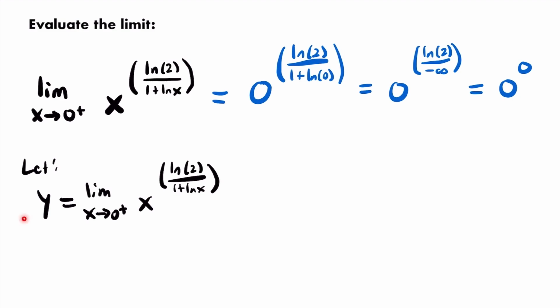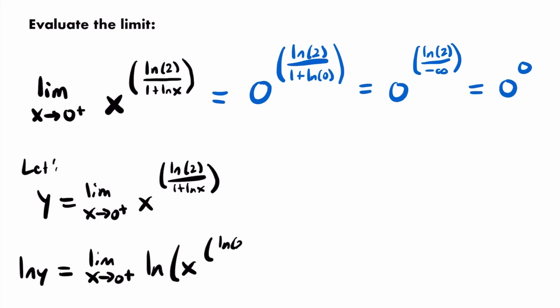Let's just take the natural log of both sides of this equation. That will give us the natural log of y is equal to the limit as x approaches 0 from the right of the natural log of x to the power of the natural log of 2 divided by 1 plus the natural log of x. Now, technically, we are taking the natural log of the entire limit, right? We would take the natural log of this entire expression.